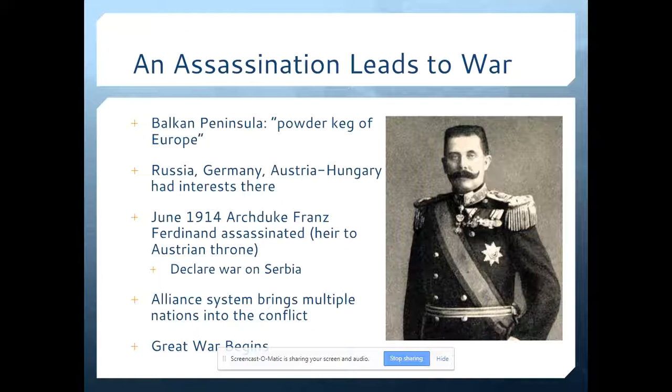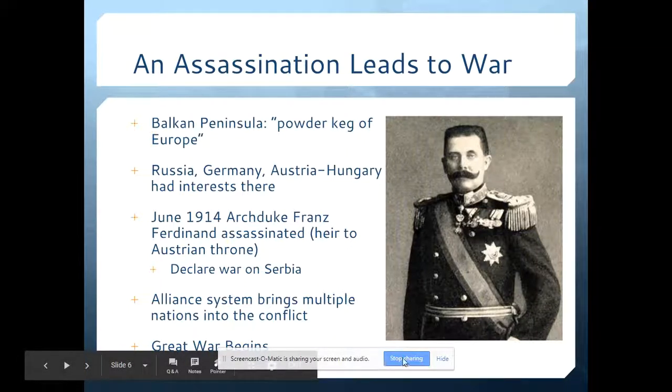So next time we'll talk about the beginning of the war and also slowly how the United States gets involved, because we're not there yet. We're just talking about a European war at this point in time.